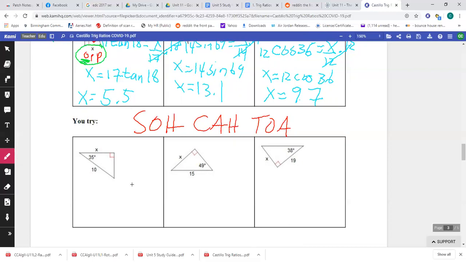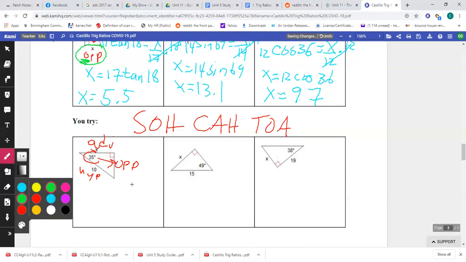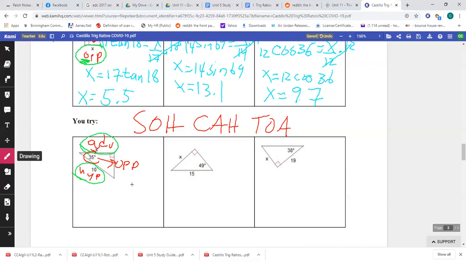Once again, this is your angle of focus. This is your hypotenuse. That's your opposite. This is your adjacent. So this time they give us the 10, that's your hypotenuse. We're looking for x, that's the adjacent. So I know this is a cosine. Hopefully you guys saw that this was cosine.